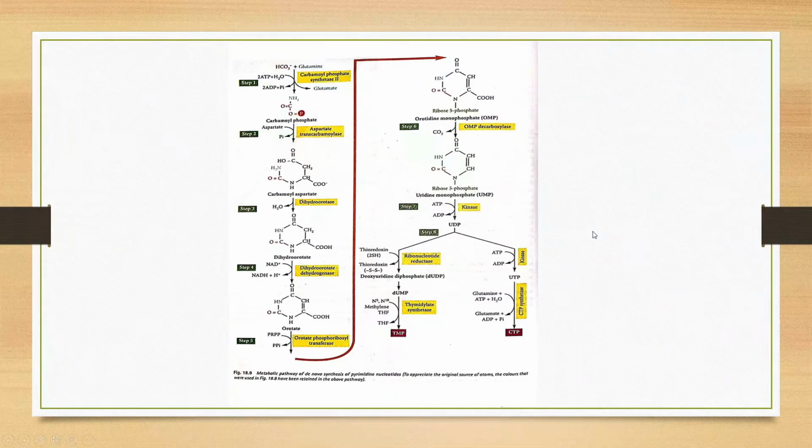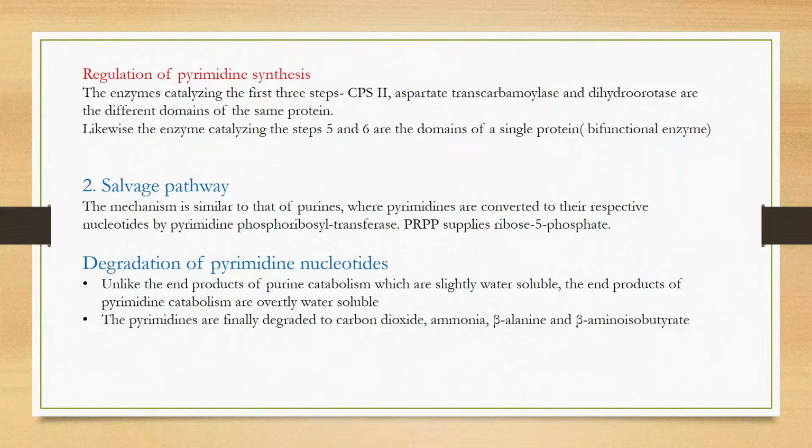Now come to the regulation of pyrimidine synthesis. The enzymes catalyzing the first 3 steps, CPS2, aspartate transcarbamylase and dihydroorotase, are 3 different domains of the same protein, the functional units. Likewise, the enzymes catalyzing steps 5 and 6 are domains of a single protein, the bifunctional enzyme. The organization of multiple domains in a single protein synchronizes and coordinates the metabolic pathways.